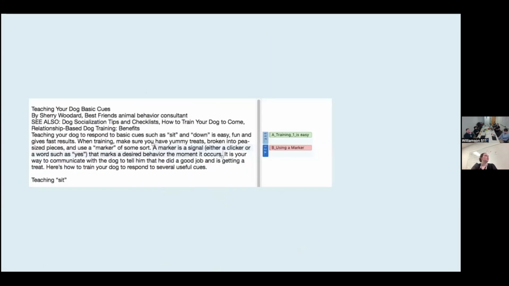Take a look at that second code. A marker is a signal, either a clicker or a word such as yes, that marks desired behavior the moment it occurs. How's that red code? Using a marker.